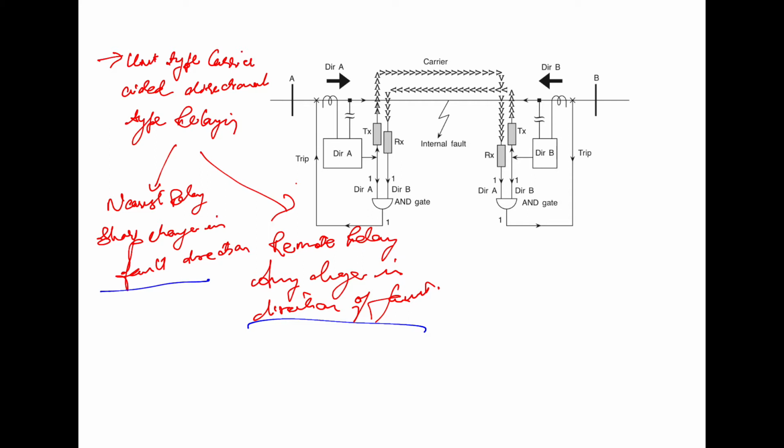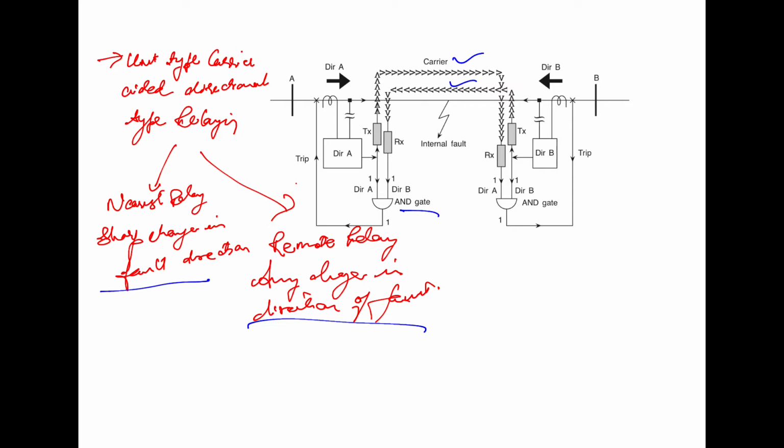So the information about the fault direction as seen from each end is conveyed over the power line carrier to the other end, as you have seen here. At each end we simply have an AND gate, so the contact of the local relay ANDed with the status of the contact of the remote relay gives rise to a unit type of directional protection. This type of protection is known as directional protection.